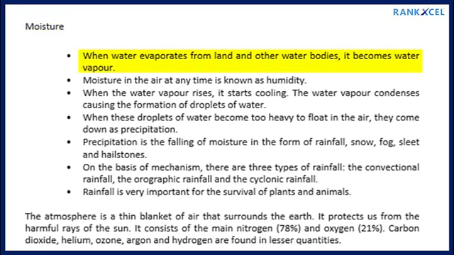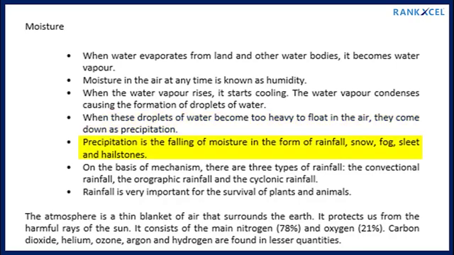Moisture. When water evaporates from land and other water bodies, it becomes water vapor. Moisture in the air at any time is known as humidity. When the water vapor rises, it starts cooling. The water vapor condenses, causing the formation of droplets of water. When these droplets of water become too heavy to float in the air, they come down as precipitation. Precipitation is the falling of moisture in the form of rainfall, snow, fog, sleet and hailstones.